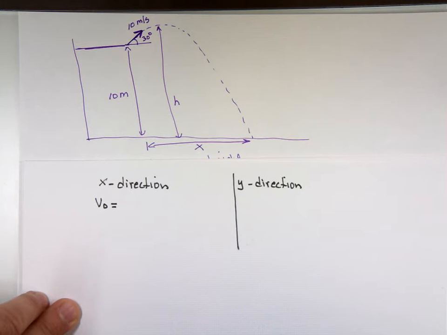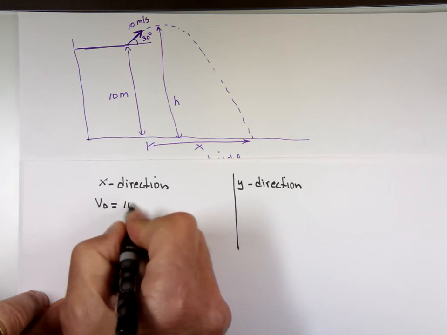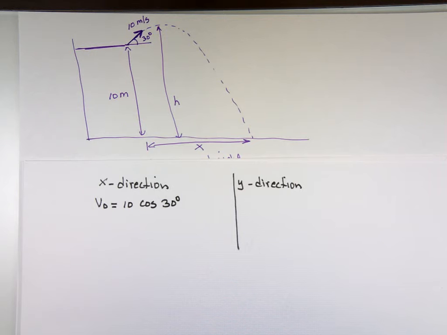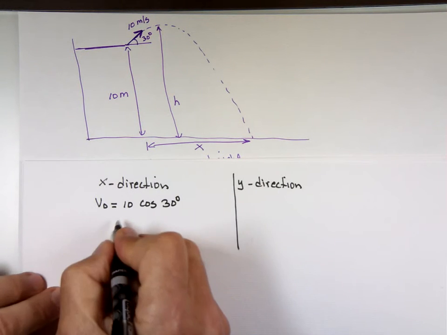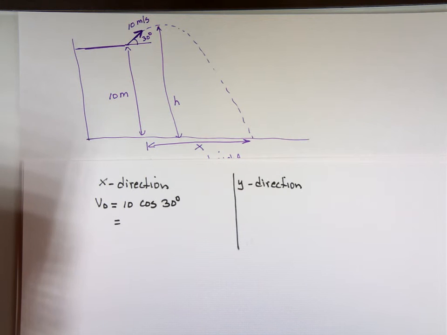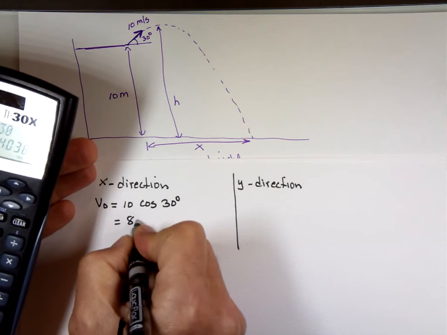We did that in chapter 3. You are given R and you are given theta. You need to find the X and the Y component. R cosine theta. The initial velocity is 10 cosine 30 degrees, correct. That's the X component of your velocity. So what's the velocity in the X direction? 10 cosine 30, that's 8.66, about 8.7 meters per second.